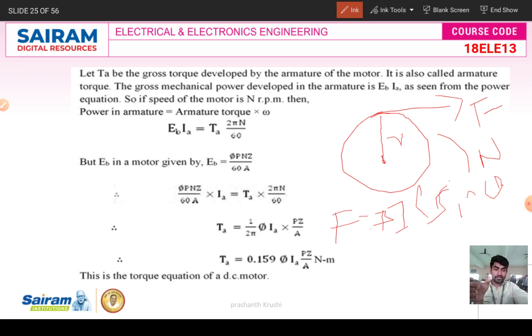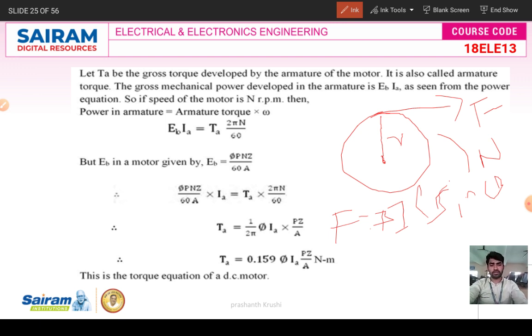Same as a generator. In a generator we are giving mechanical input, but here mechanical rotation is there, and the magnetic field is also present. So at that time EMF is induced. That EMF is called, for the motor, back EMF. If it is a generator, we can call it generating EMF. Right? So EG is equal to PNZ by 60A. Right? So EB is equal to PNZ by 60A into IA.